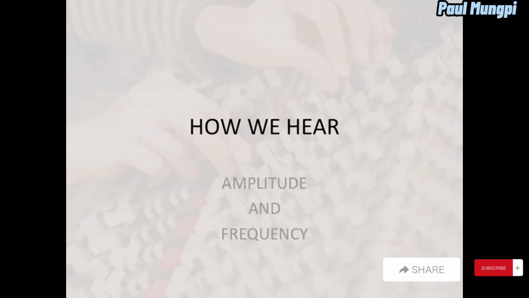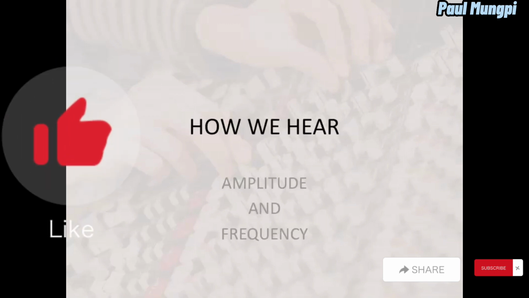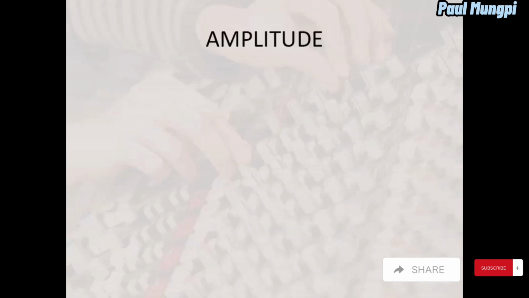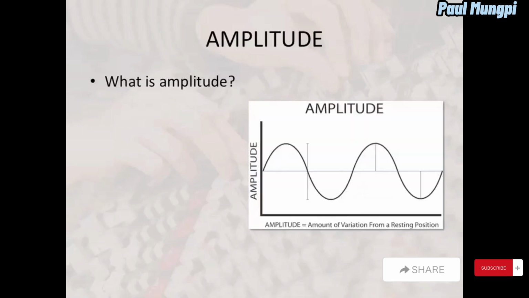How we hear: amplitude and frequency. There are two aspects of a sound wave that help define what we are hearing, and that is amplitude and frequency. Now, amplitude, what is it? Amplitude is the amount of variation from a resting position that a sound wave has.